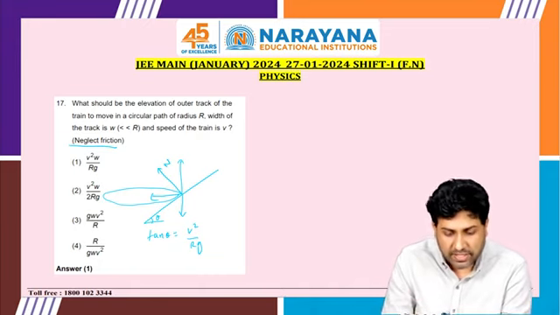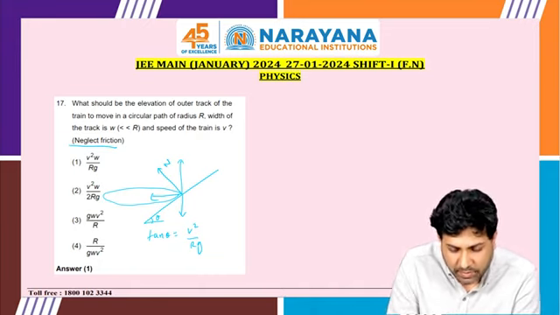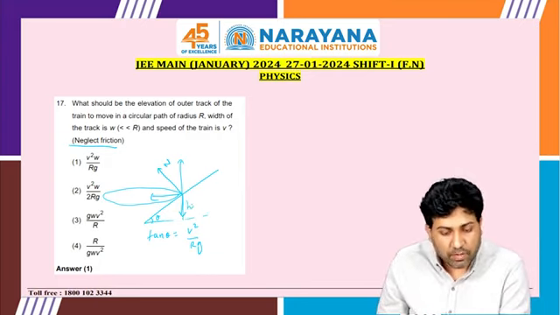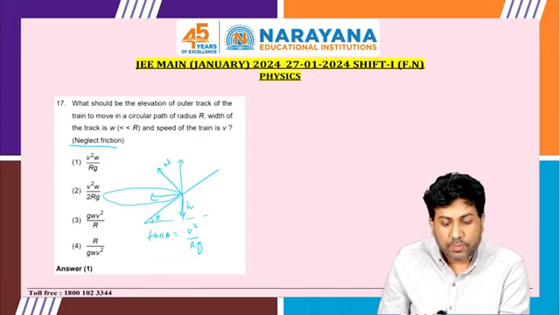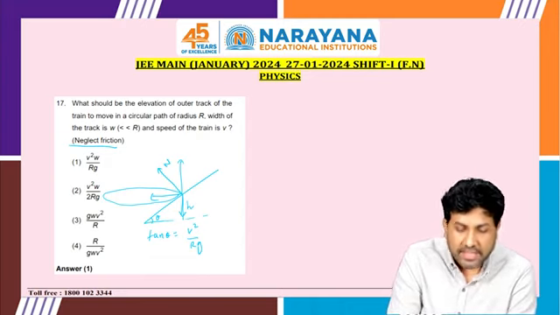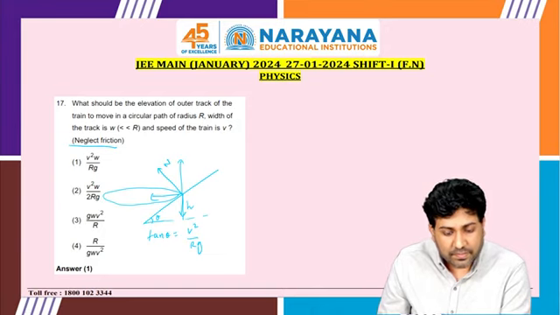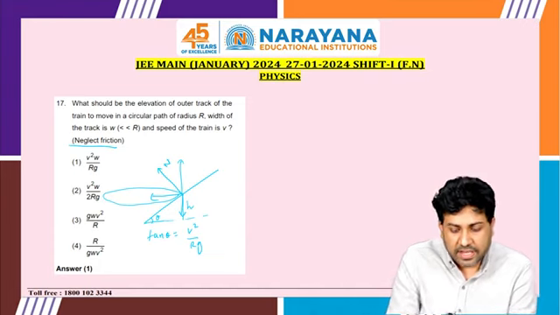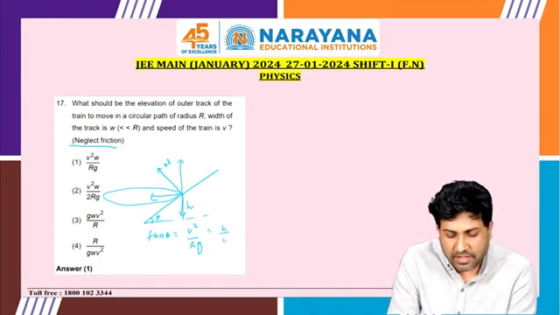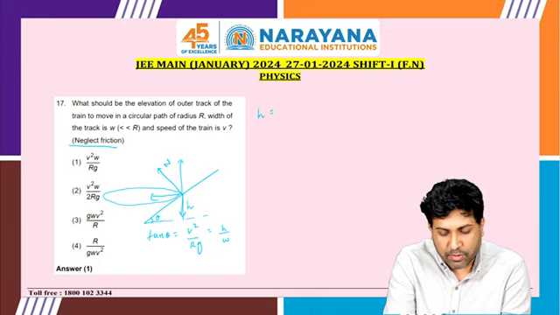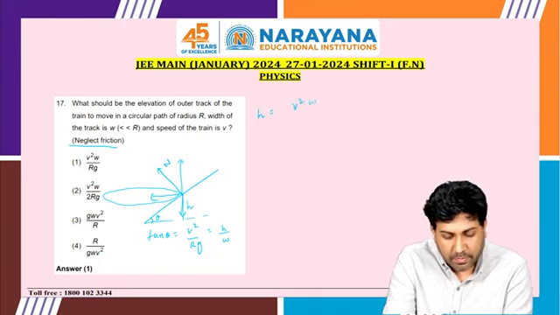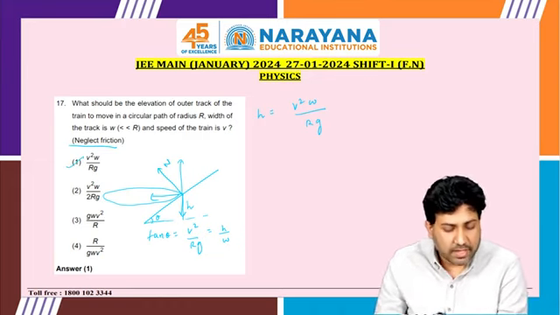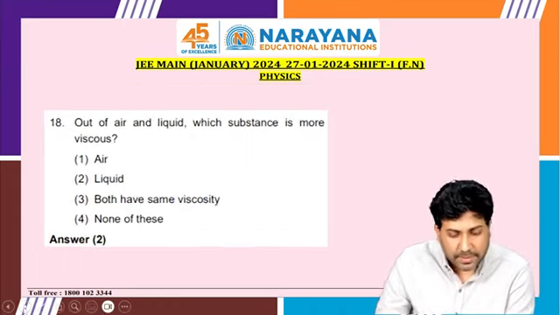They are asking you the elevation. So basically they are asking this height. What should be the elevation of the outer track with respect to the inner track? So this is the outer track, this is the inner track. If the width of the track is w, I just write tan theta is equal to h upon w. So from here I will get the value of h as v square w upon rg. That's it. This is option number 1. Okay, let's proceed to the next question.